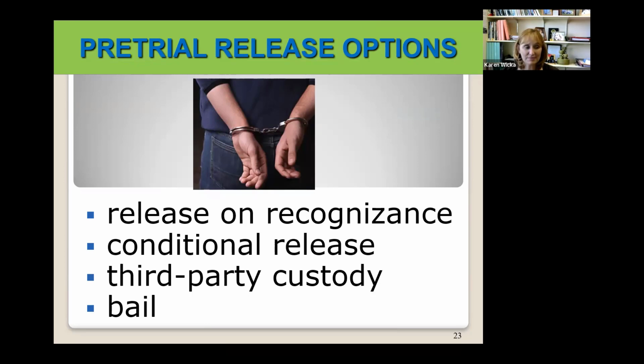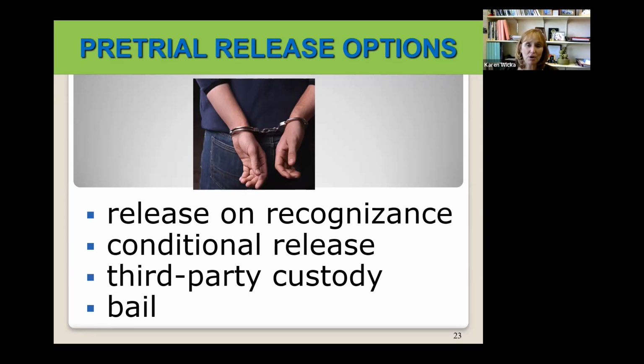Now, sometimes they'll release you, but you have to satisfy certain conditions. You may have to have an ankle bracelet, you may have to report, you may have to live in a certain place or keep going to work. If the judge puts conditions on your release, that's what's called a conditional release. Sometimes they may release you to a third party. So if you're a juvenile, they may allow you to go back with your family, but your family is responsible to assure that you come back.